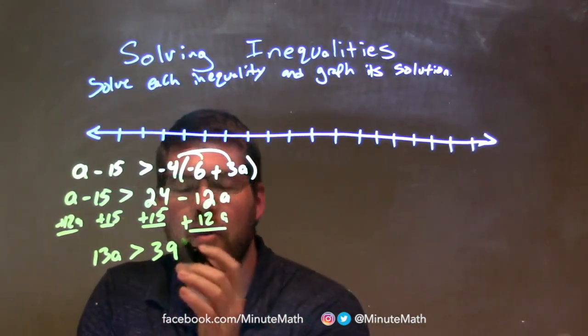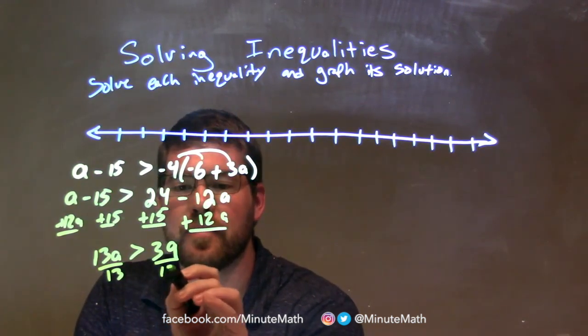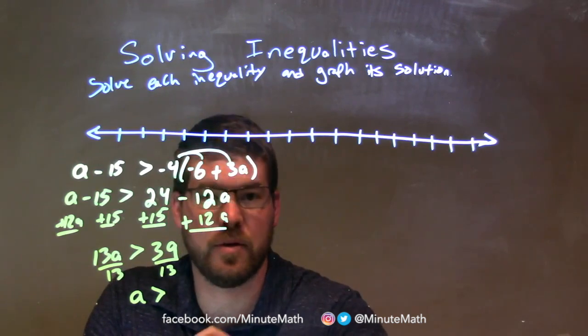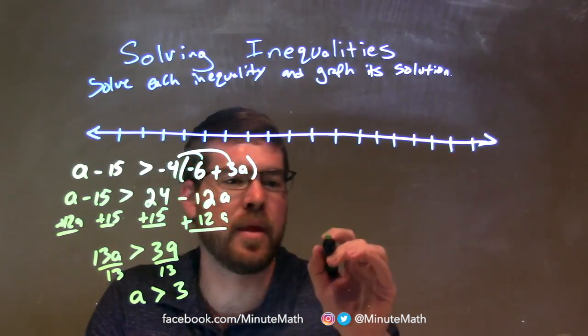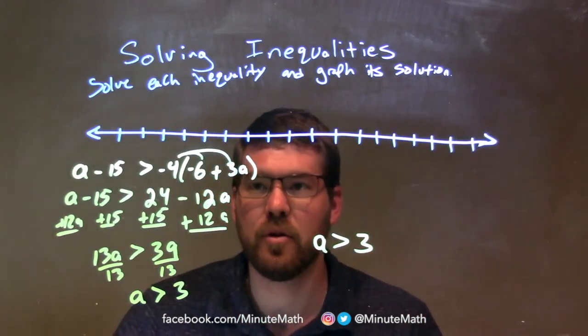So then from there, I want to get a by itself. Well, I divide by 13 on both sides. And I'm left with a is greater than, well, 39 divided by 13, which is 3. So let's go rewrite that here. a is greater than 3. That's our solution. So let's go graph this.